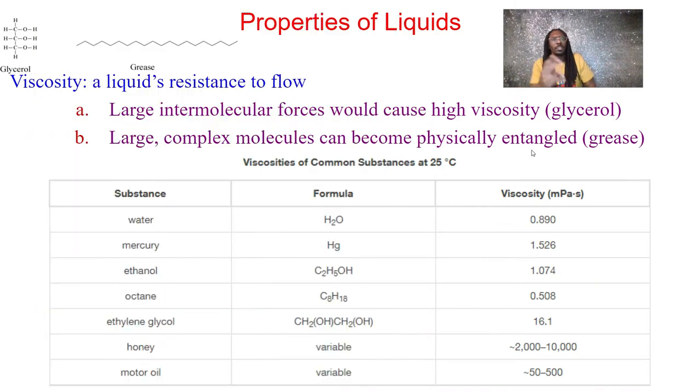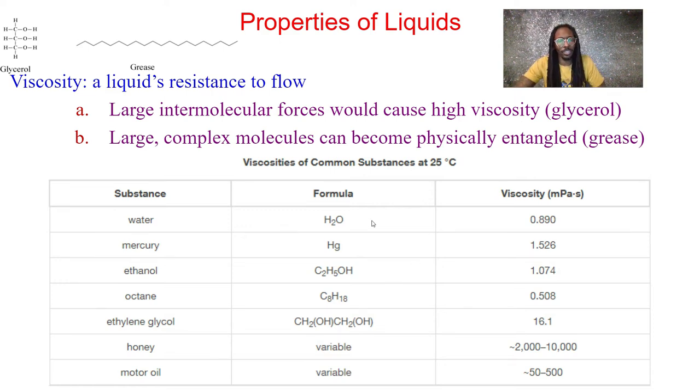So I've got two examples I'm focusing on here: glycerol and grease. We've got our compound, this is how it looks. And then grease is just a long carbon chain, basically. So let's look at this chart. This chart's really going to break everything down.